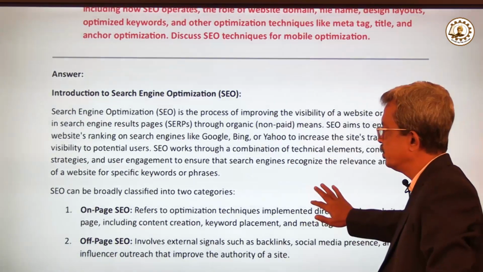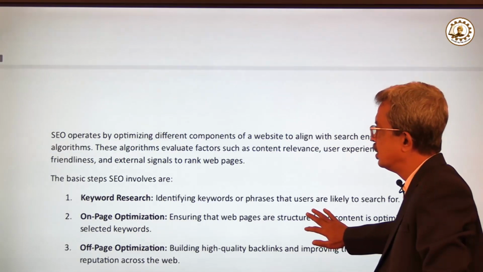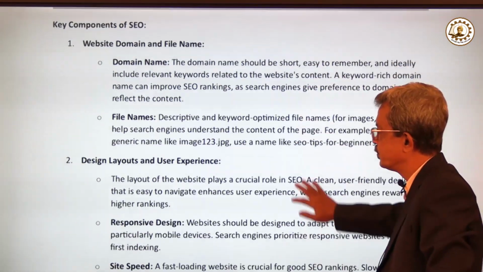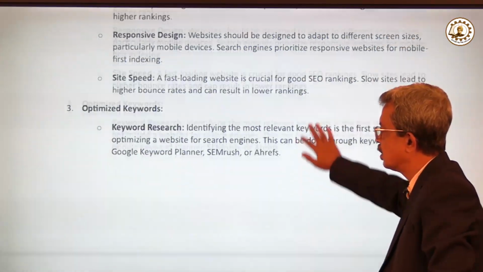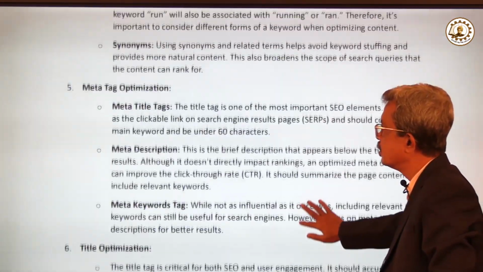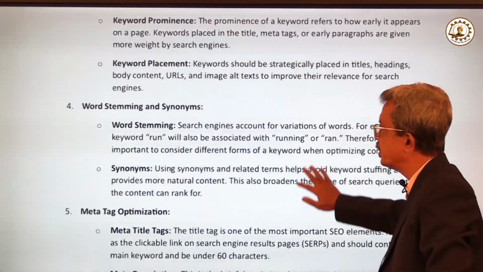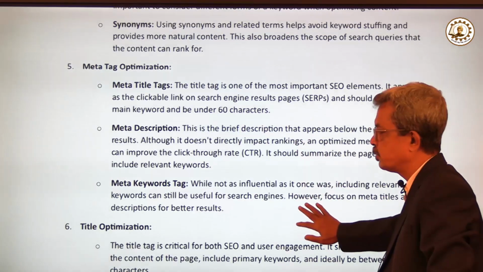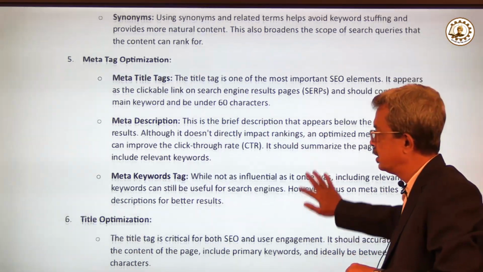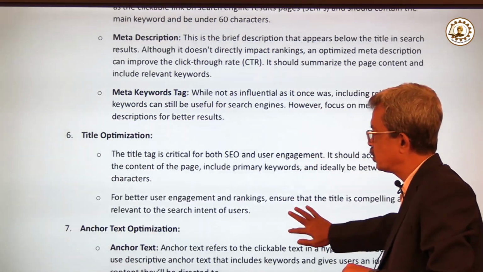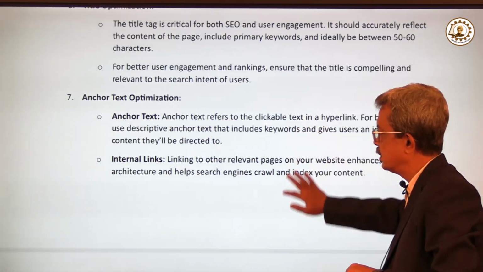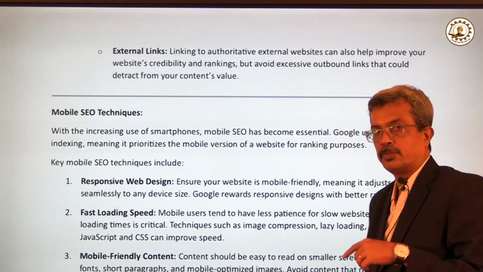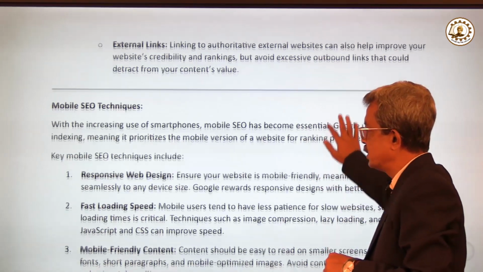Move from the introduction, classification, basic SEO steps, components, right? Components still going on. Okay. Meta tag optimization, keyword training, right? Components of it, right? Meta tags was asked in the question, right? Title optimization, and so we are talking of different types of optimization, right? Mobile SEO techniques was one part of the question. We are talking about this as separate.